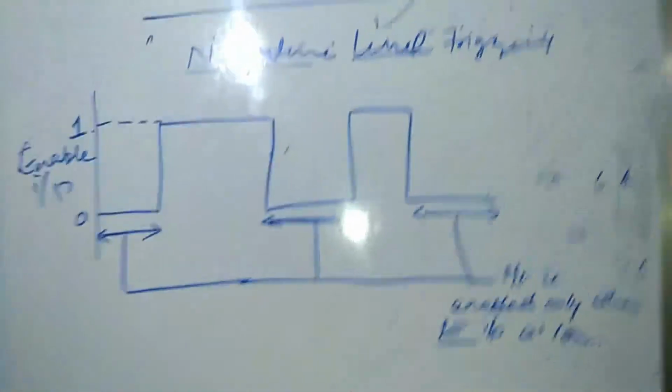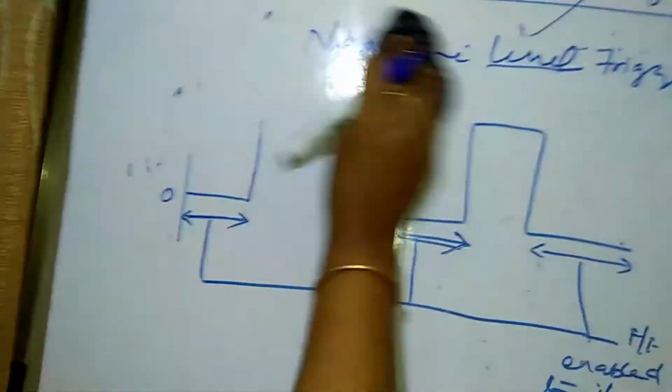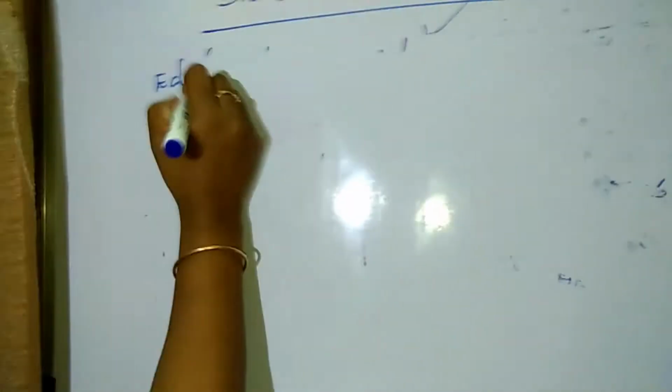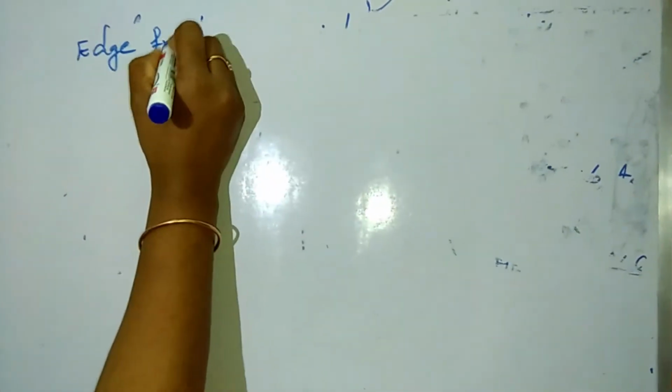Now you have to know, apart from level triggering, there is something called edge triggering in the case of a flip-flop. I'll quickly brush up through what edge triggering is. So the next topic is edge triggering.